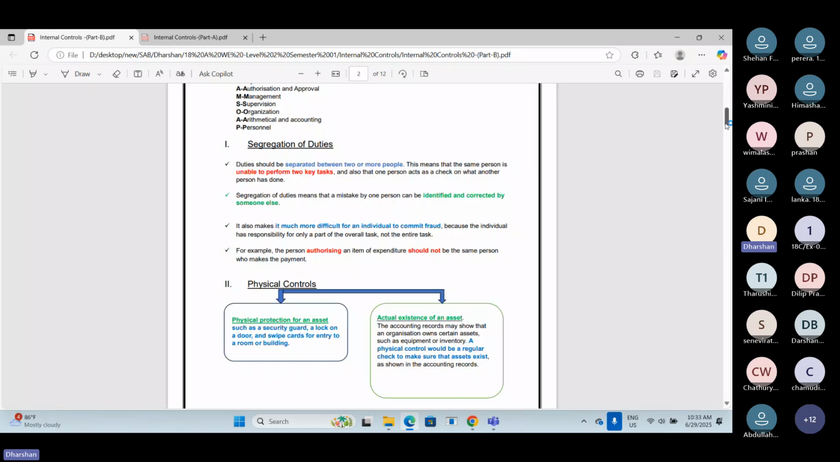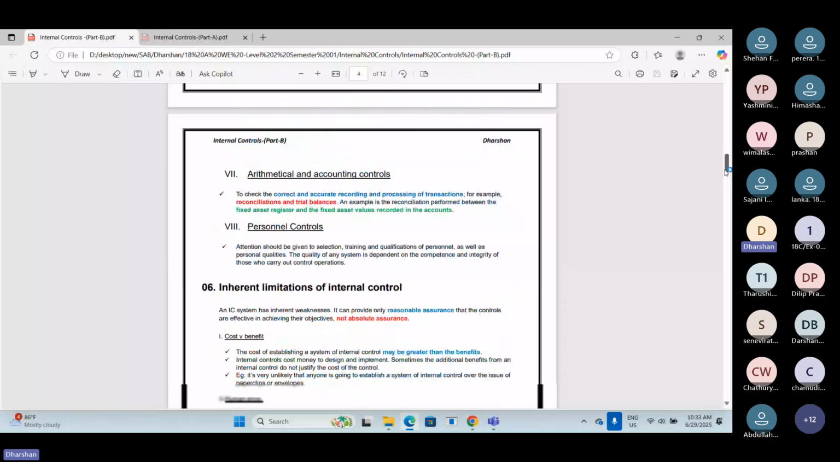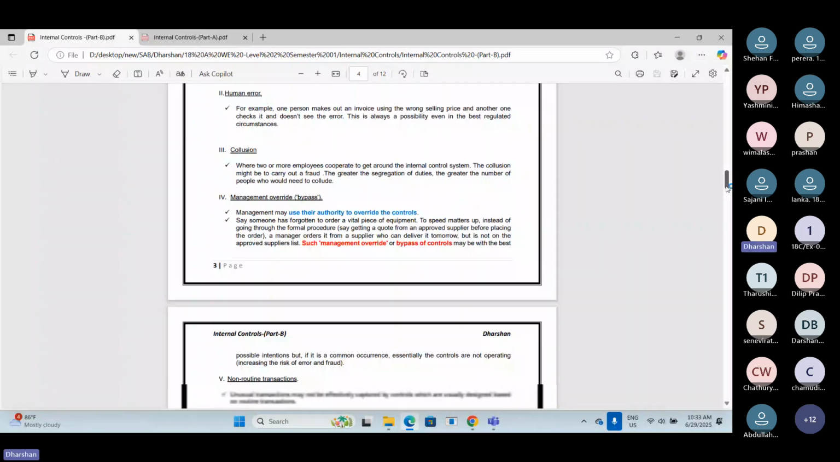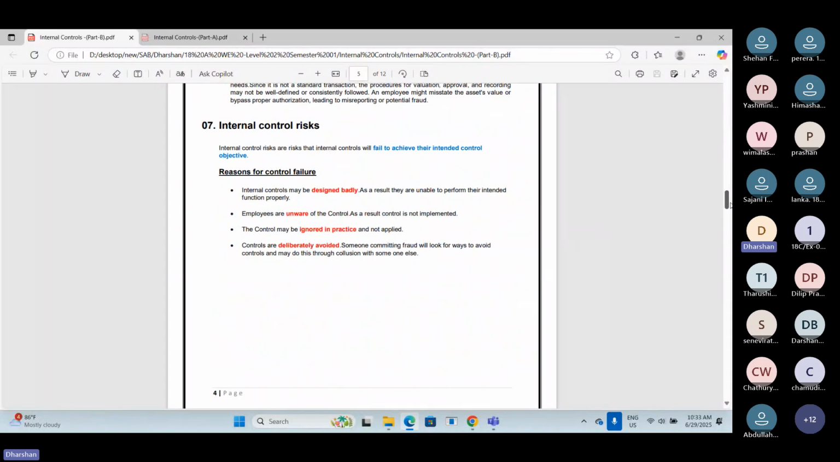Okay, we'll continue the session. We completed 6 topics in internal control. So now we will move on to the 7th topic. We have another 6 topics. We will quickly go through those topics and we will conclude the internal control today itself. So the 7th topic is internal control risk. The 6th topic we discussed was internal control limitations, and the 7th topic is internal control risk.